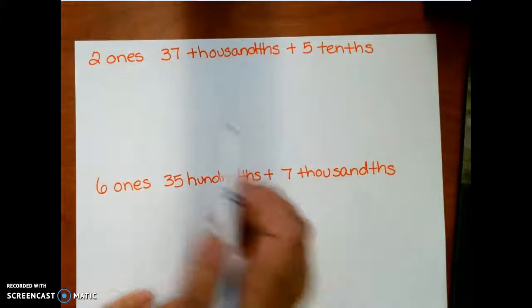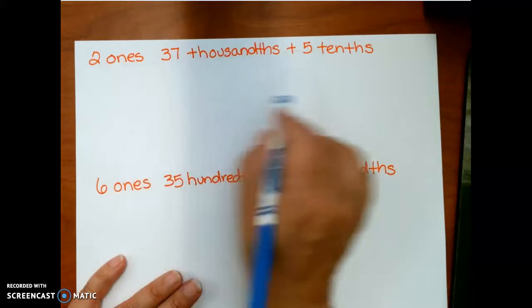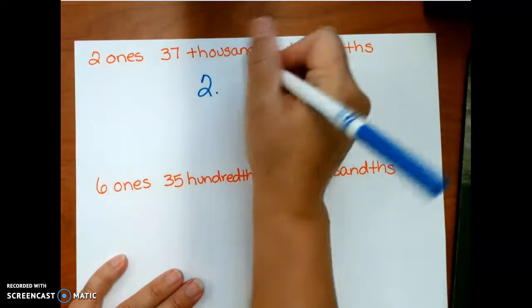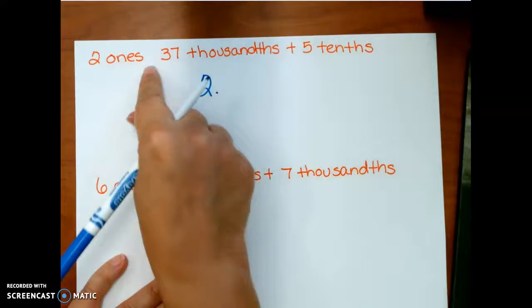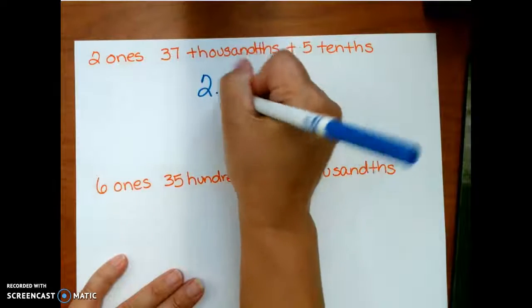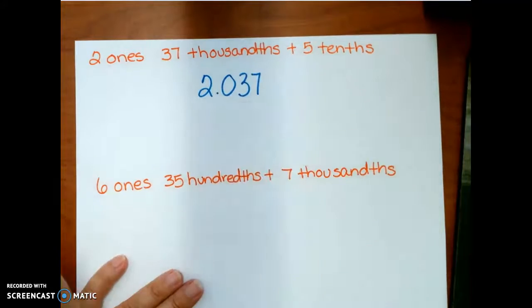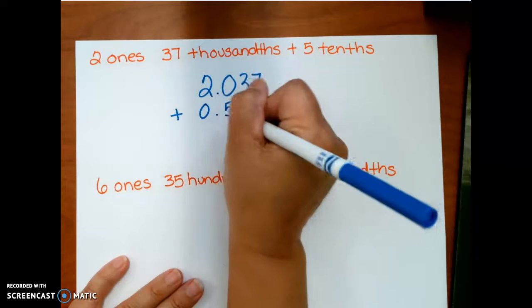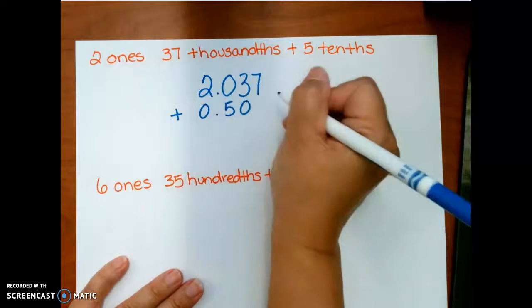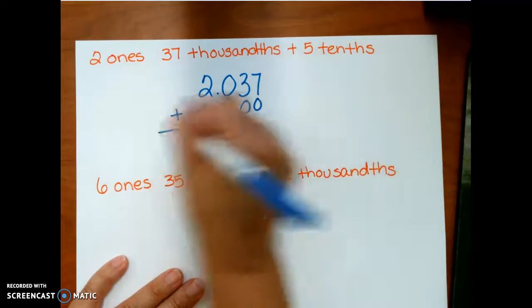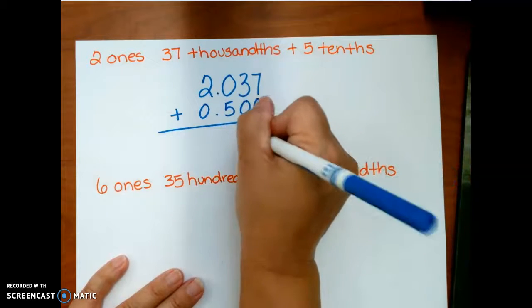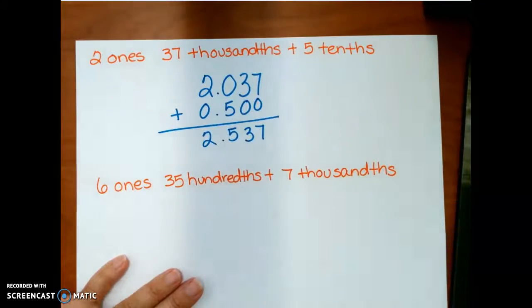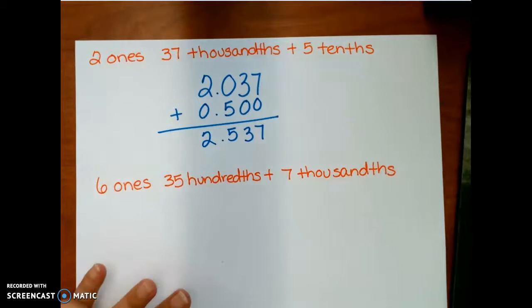Now, 2 ones, 37 thousandths plus 5 tenths. 2 ones, decimal point. I have 37 thousandths, which I know is written like that, plus 5 tenths, which has no hundredths, no thousandths. Add those together, and I get 2 and 537 thousandths.